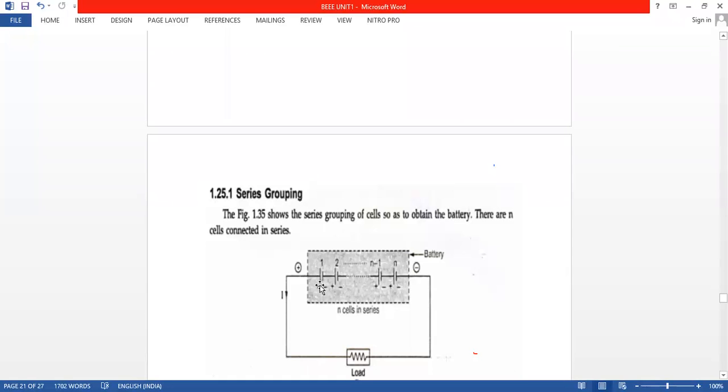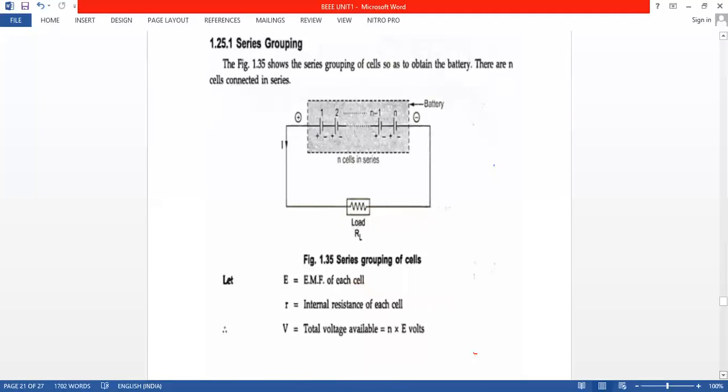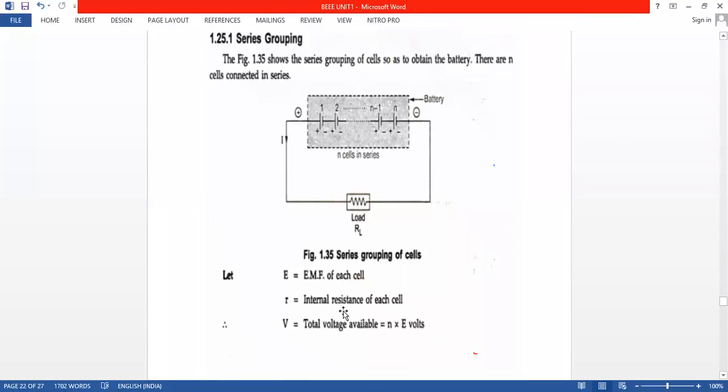Each battery voltage is how much? Each cell voltage is how much? E. What we have assumed here? Let the EMF, electromotive force or voltage, of each cell be E. And we are having resistances of each cell. Total voltage of the battery is how much? N into E. Understood all of you?